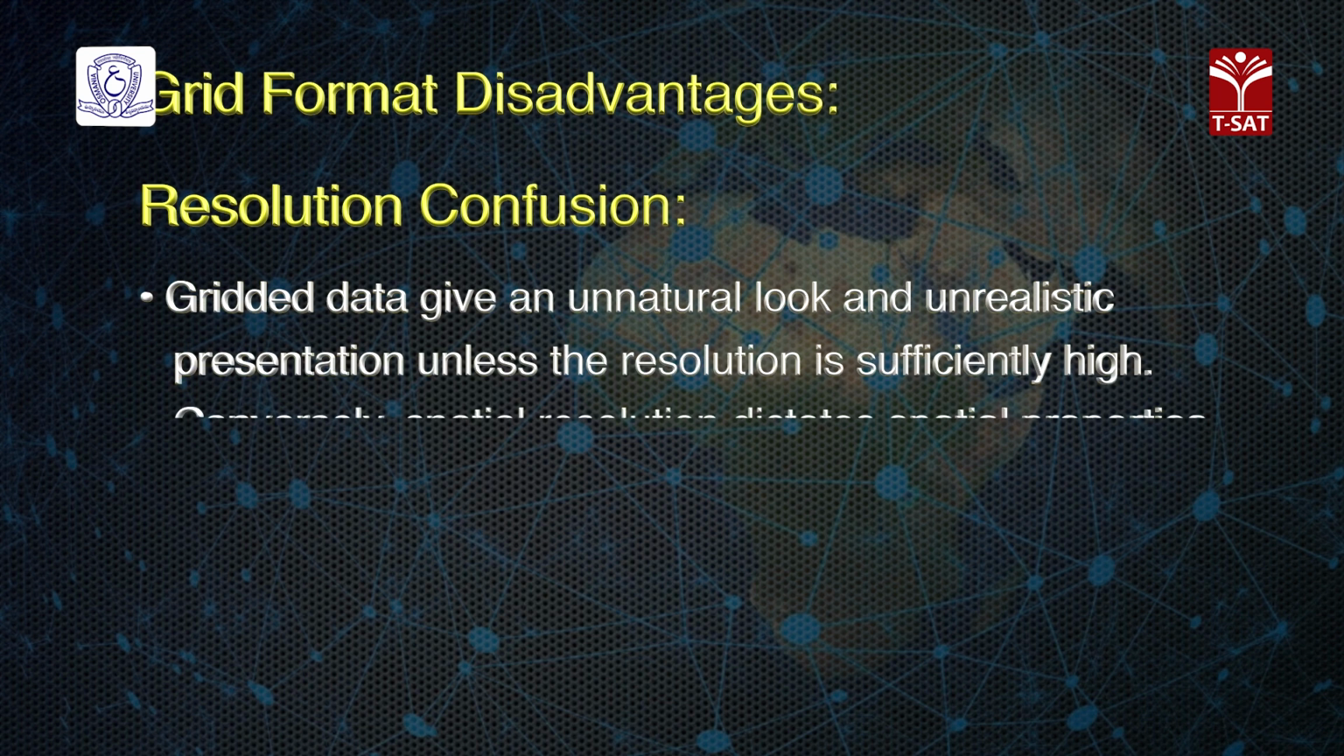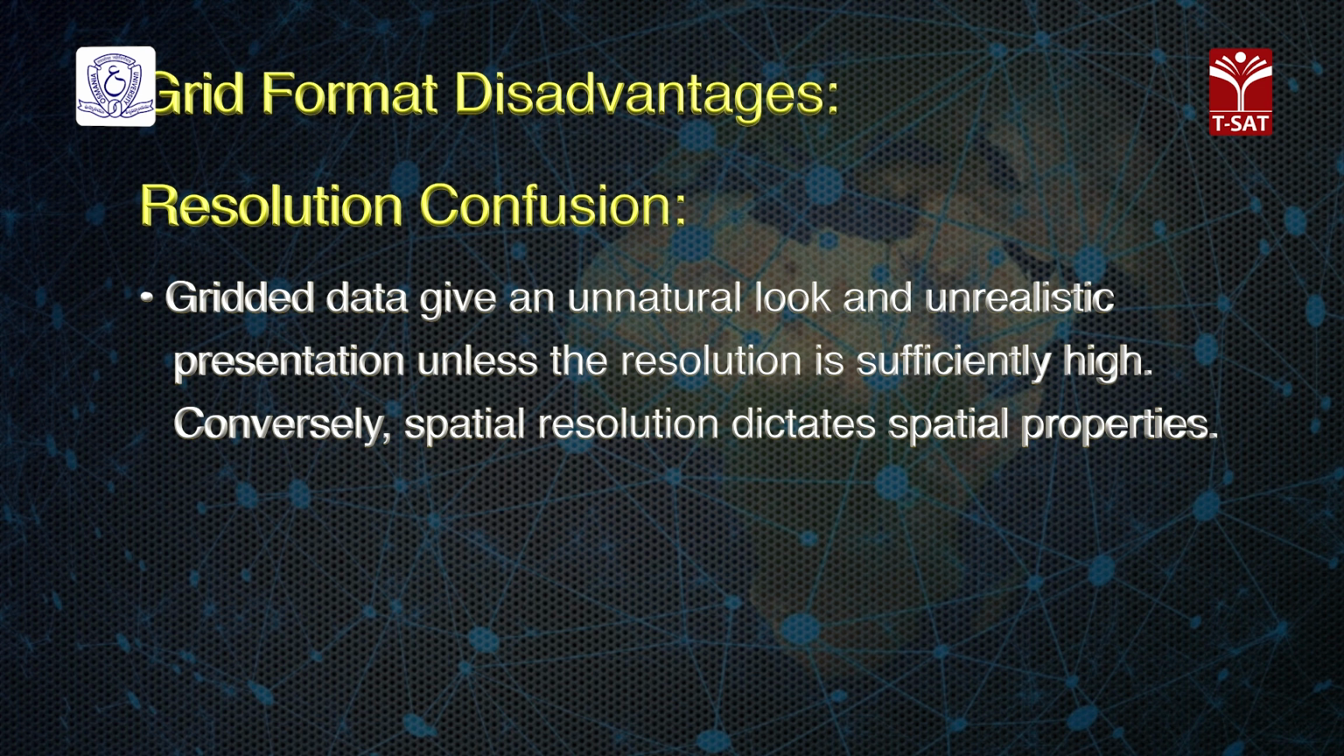Gridded data give an unnatural look and unrealistic presentation unless the resolution is sufficiently high. Conversely, spatial resolution dictates spatial properties. For instance, some spatial statistics derived from a distribution may be different if spatial resolution varies, which is a result of the well-known scale problem.